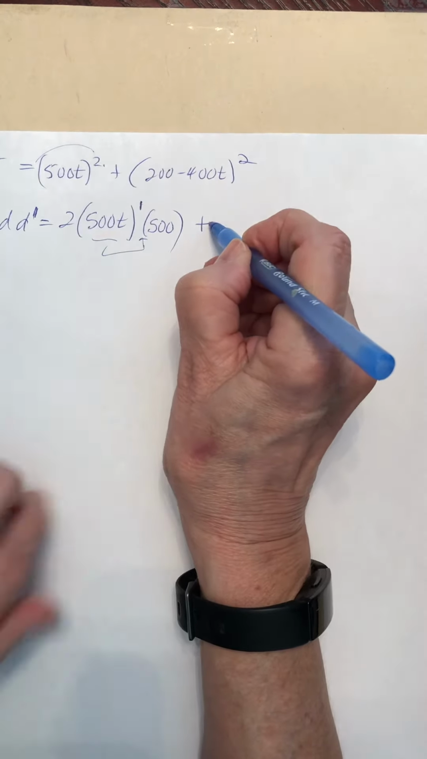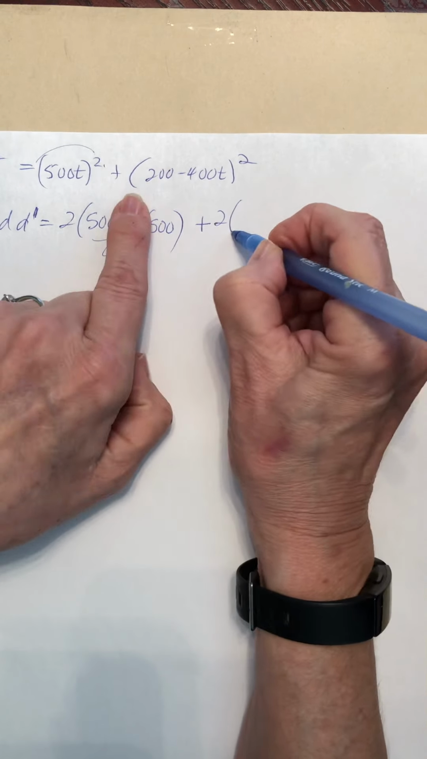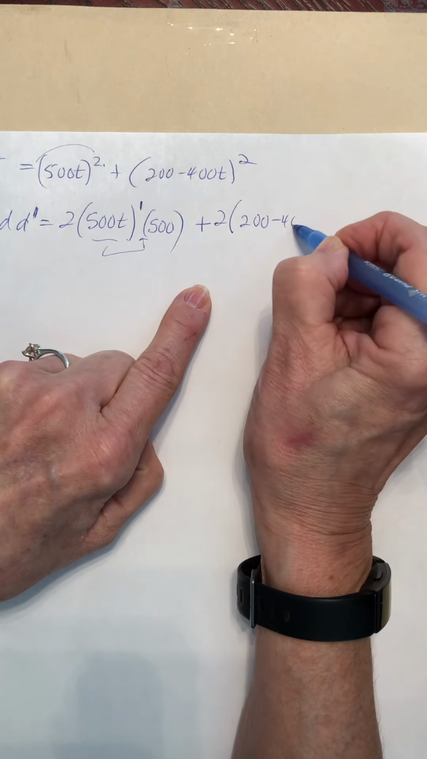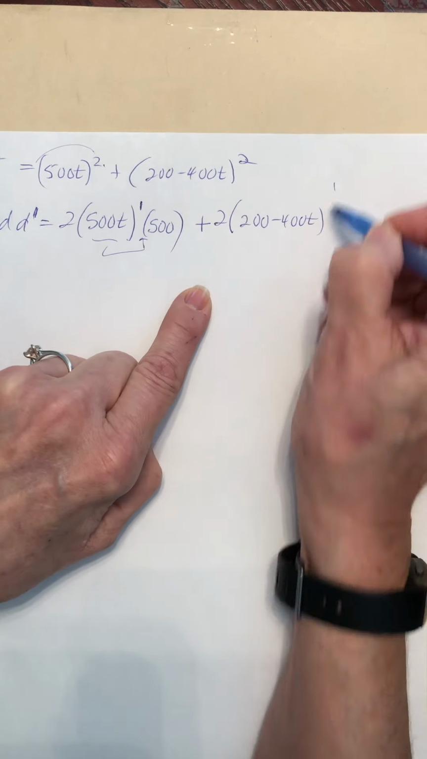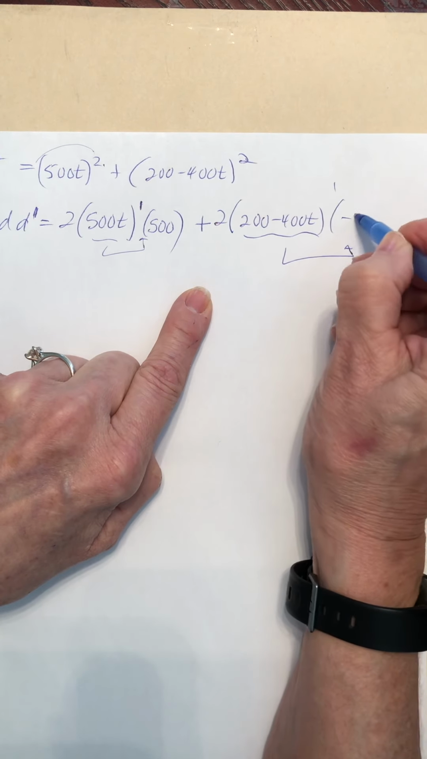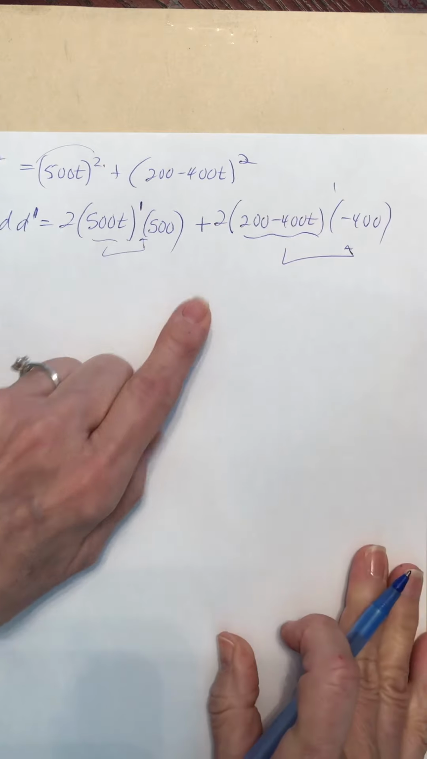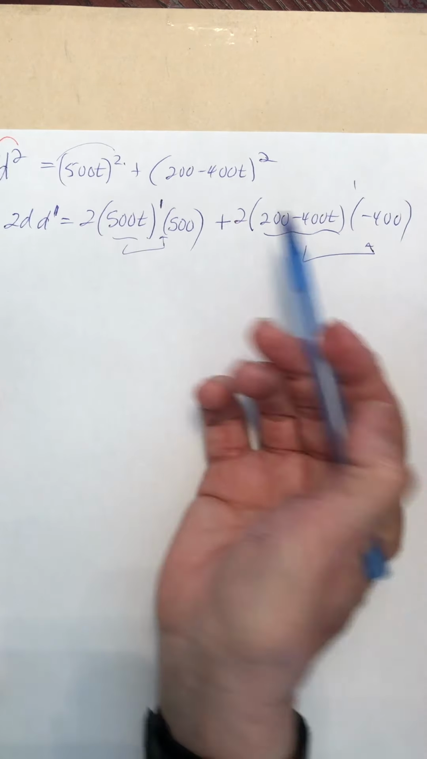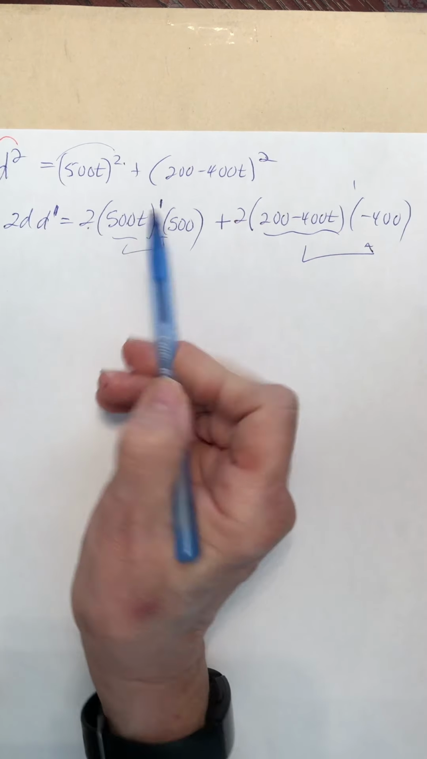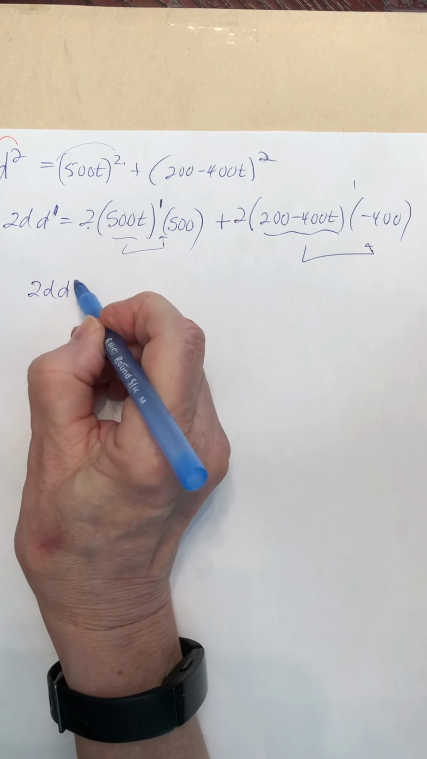Same thing, my connector is a plus. Bring your 2 in front. Keep this the way it was. Take 1 away from there, and now the derivative of this would be negative 400. So you will have to multiply things out. So this times this times this times t. So I'm going to have 2d prime.